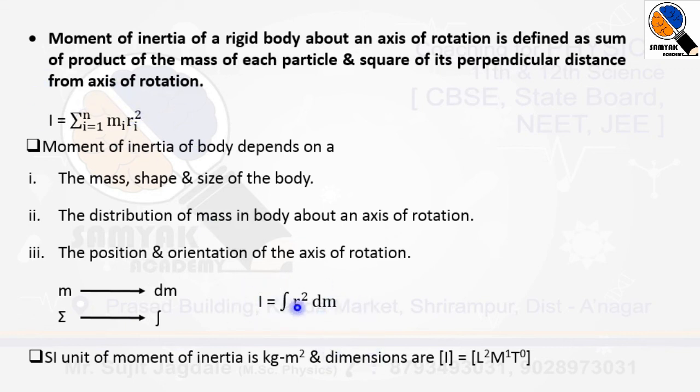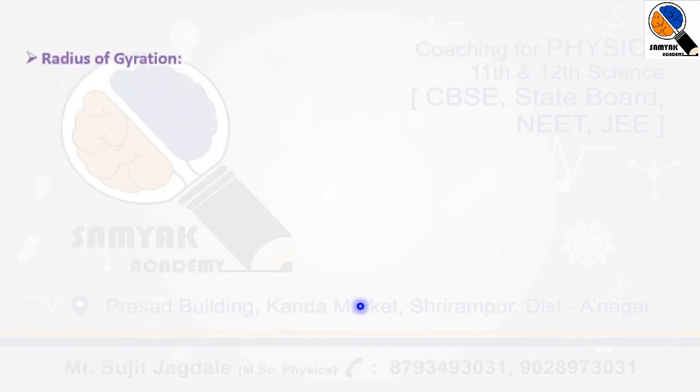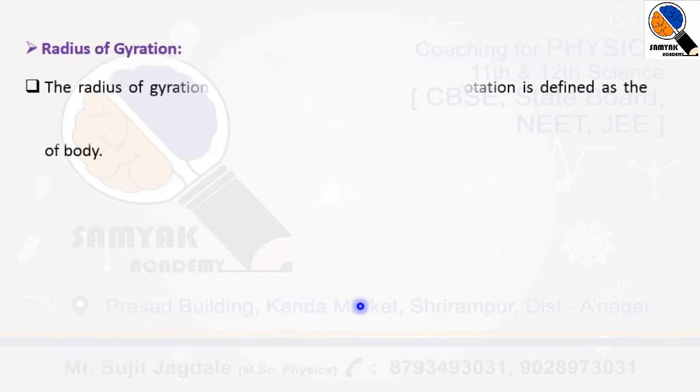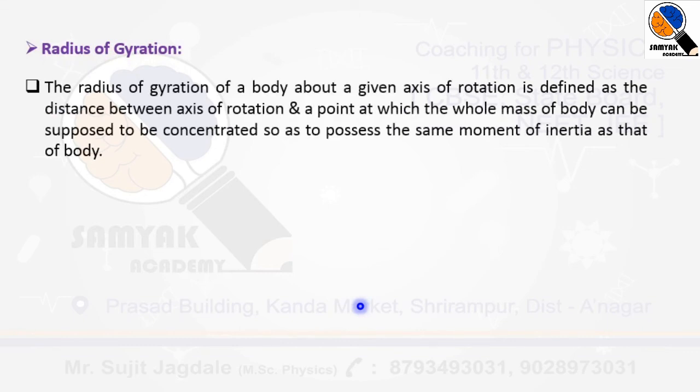Now how to define the radius of gyration? It is very short concept. The radius of gyration of a body about a given axis of rotation is defined as distance. What we have to consider, distance between axis of rotation and a point at which whole mass of body can be supposed to be concentrated so as to possess the same moment of inertia as that of body.